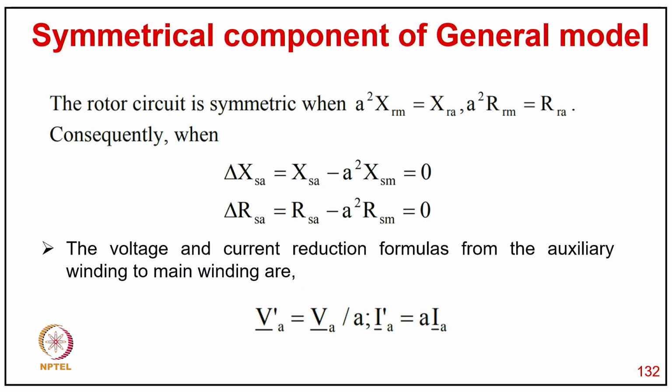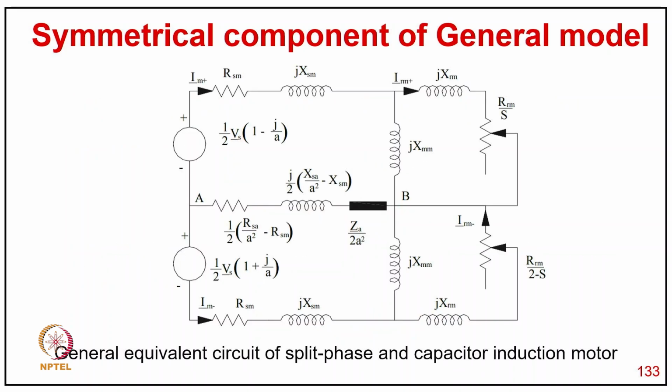So the rotor circuit is symmetrical when A square XRM equals XRA, or A square RRM equals RRA. So we say delta XA equals XSA minus A square XSM equals 0, or delta RA equals RSA minus A square RSM equals 0. Voltage and current reduction formulas from the auxiliary to main winding are VA dash equal to VA upon A and IA dash equal to A into IA, because these dash quantities are referred to the main winding. And you can see the equivalent circuit, how it is referred to the main winding with the symmetrical components. You have a positive sequence and a negative sequence for rotor and stator, with these impedances as explained there.